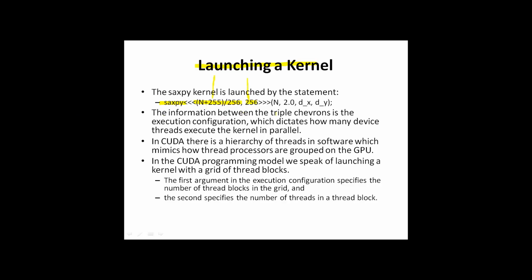The information between the triple chevrons is the execution configuration, as we discussed earlier. That is the number of blocks and also the thread numbers. Can the user control these, besides the block numbers? Yeah, precise numbers we can write. So could the user also control the number of GPU cores, how many cores are used?